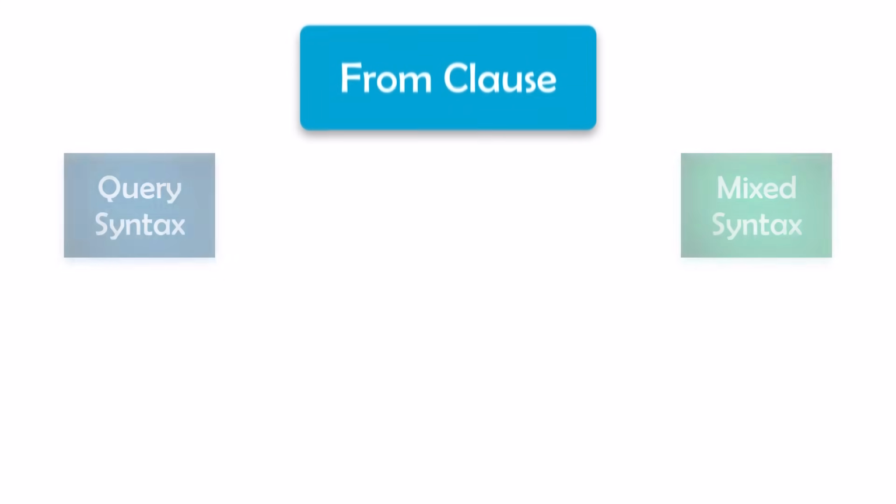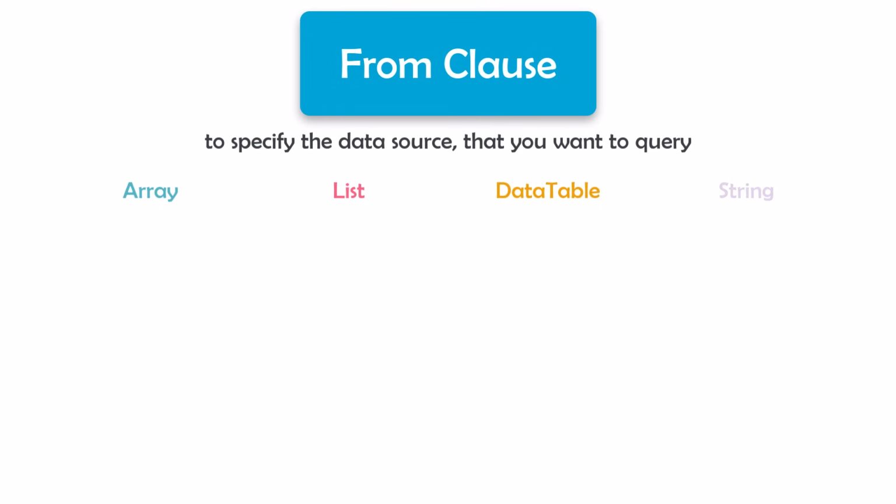Let's start. The from clause in LINQ is used to specify the data source that you want to query. You can use it to query a variety of data types, including arrays, lists, data tables, strings, XML files, and dictionaries. A query expression must begin with from clause. Also inside a query expression we could have subqueries. For these subqueries we have to use from clause at the beginning.